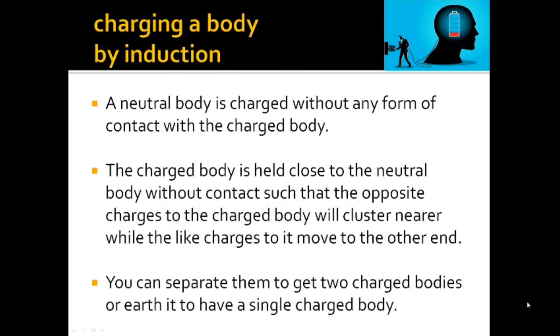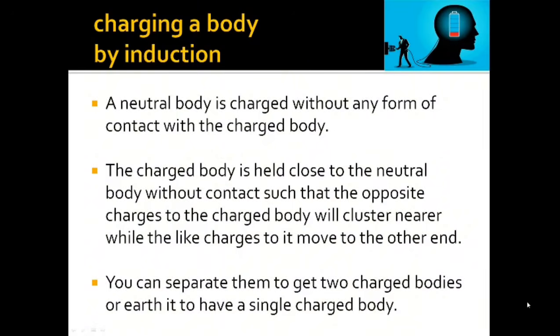Charging a body by induction. This one is quite different. Because in the other two we've discussed, both in friction and in conduction, there is a contact. But in induction, there is no contact. If you are charging a body by induction, you don't require contact between the body that is to be charged and the body that is charging it. Here, a neutral body is charged without any form of contact with the charged body.